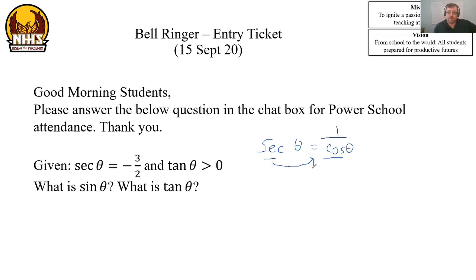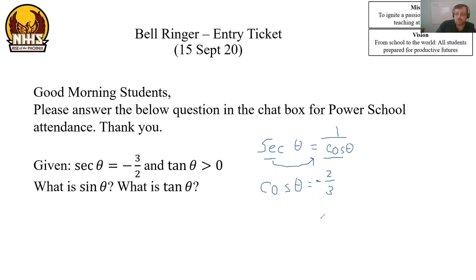Well, if secant of theta is -3/2, how do I do the reciprocal? I just flip it. So instead of -3/2, for cosine of theta, I just flip it. The reciprocal is -2/3. So all I'm doing is flipping it. That's what we're trying to get used to, to get the cosine of theta. So let's take a look further.